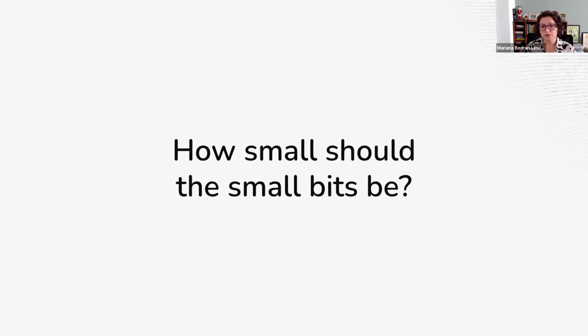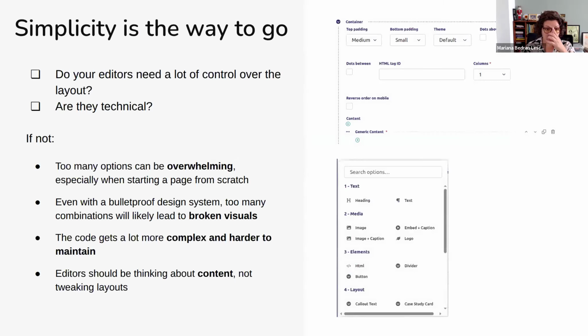But how do you decide what goes into what, and how small are the small bits that compose those bigger blocks? I could obviously give an entire, well, maybe not me, but someone could give you an entire talk about how to decide how you compose all of those pieces into the real blocks that you will have on a page.